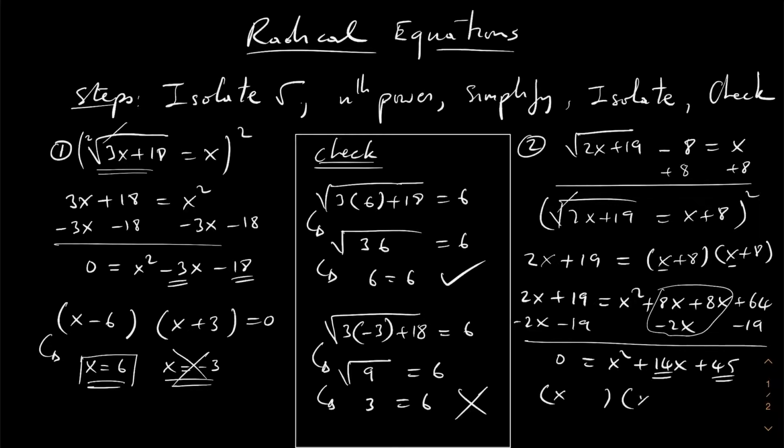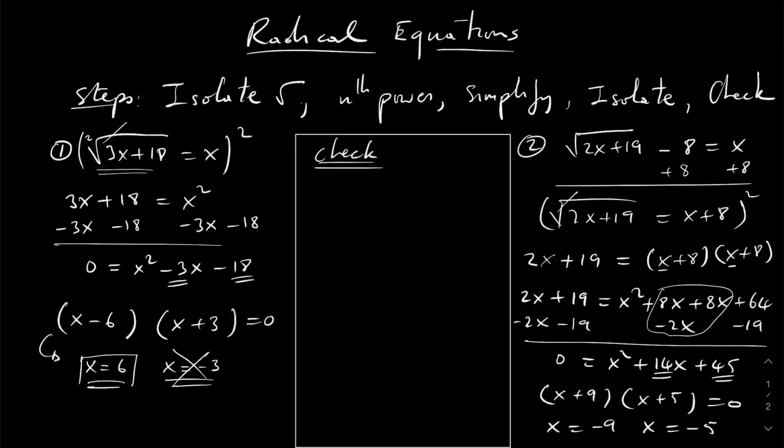So we're going to have as our factors x plus 9 and x plus 5 equal to 0. With that, we know that x should be equal to negative 9, or x should be equal to negative 5. So very last step, which is important, let's check our answers. So starting with negative 9 here, we're going to plug it in.